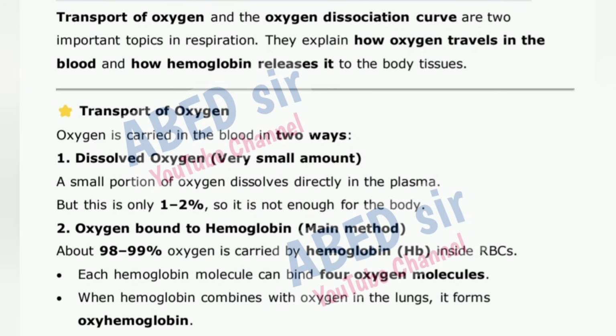2. Oxygen bound to hemoglobin, main method. About 98–99% oxygen is carried by hemoglobin, Hb, inside RBCs. Each hemoglobin molecule can bind 4 oxygen molecules. When hemoglobin combines with oxygen in the lungs, it forms oxyhemoglobin.